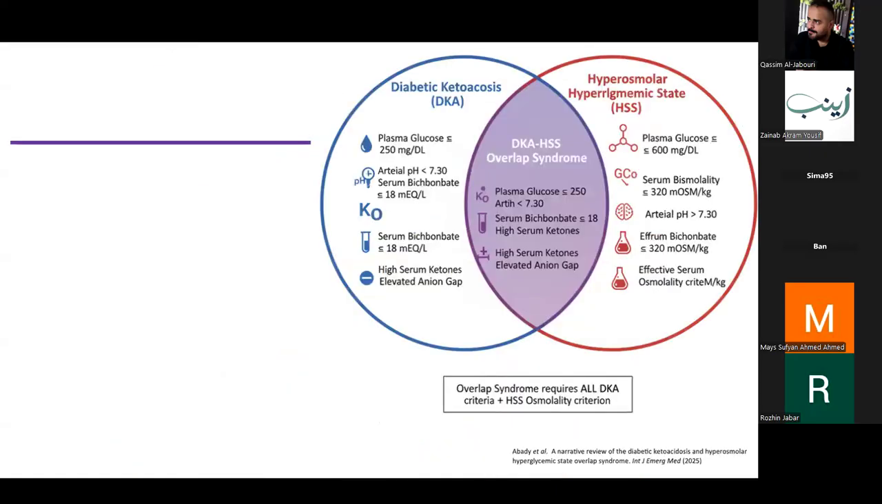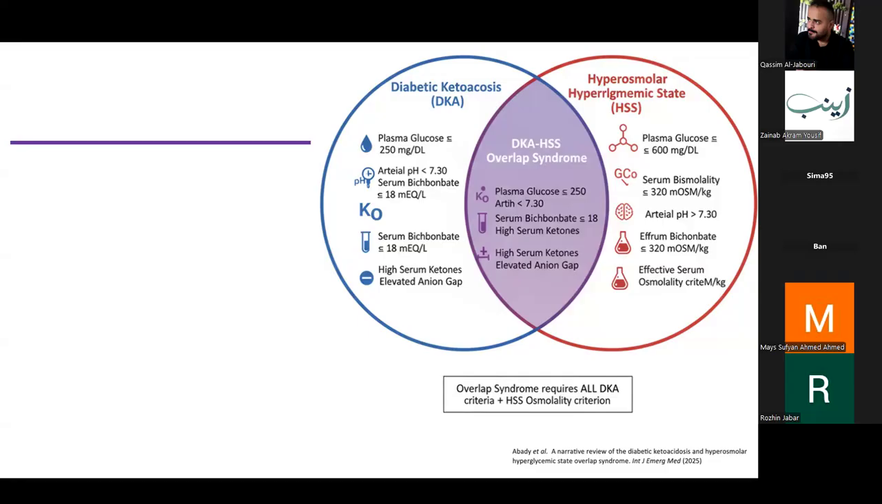But there is the DKA HHS overlap syndrome, where you see patients with hyperglycemia, extremely dry, but at the same time, they meet the DKA criteria in terms of having acidosis with a low pH of below 7.3, bicarbonate below 18, and ketones, as we talked about earlier, above 3 in capillary plasma or urine above 2 plus.